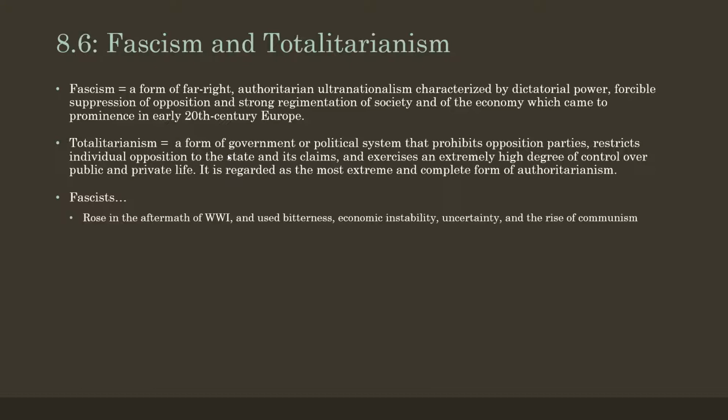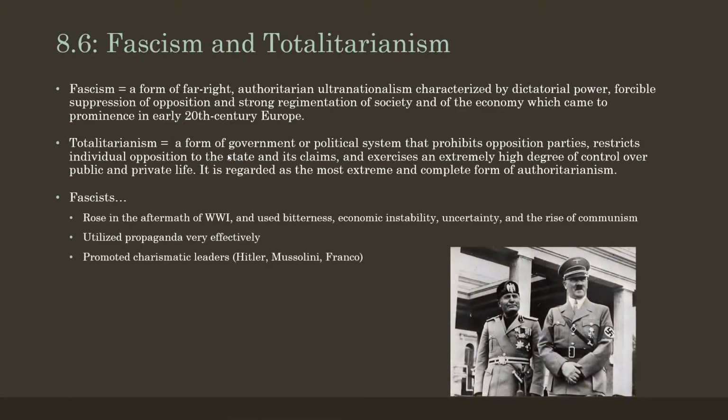The fascists view the communists as their mortal enemies, and the communists view the fascists in a similar way. So you put all this together and you get, like I said, pretty fertile ground for the rise of a radical far-right authoritarian ultranationalism, which is in the definition of fascism up there. Okay, so characteristics: utilized propaganda very effectively, promoted charismatic leaders. Hitler, Mussolini, Francisco Franco in Spain. These are all great examples of fascist leaders.